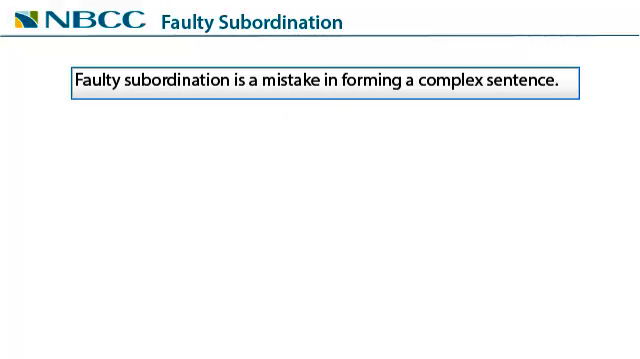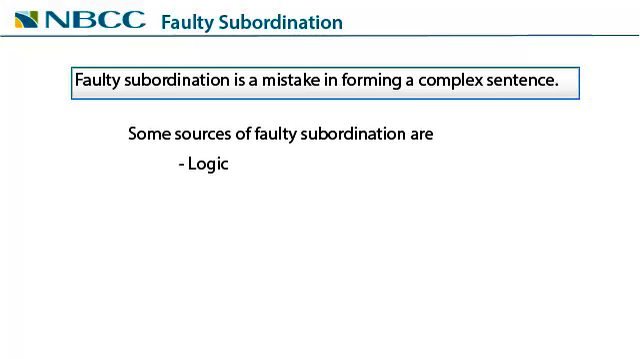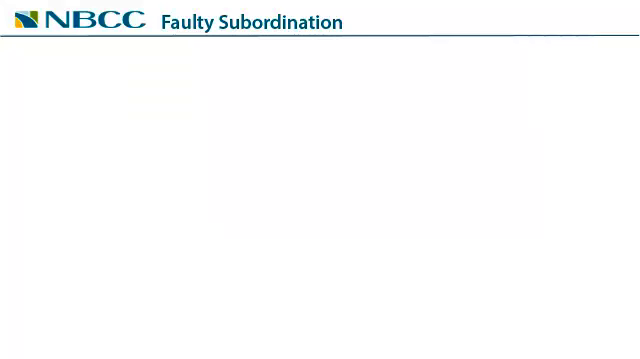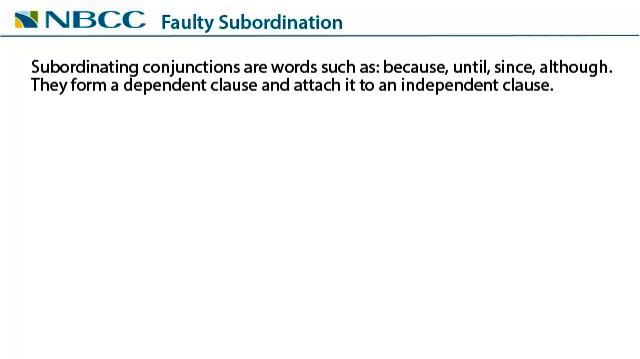Faulty subordination means making a mistake in forming a complex sentence. Some sources of faulty subordination are logic, commas, and restrictive and non-restrictive pronouns. A subordinate clause begins with a subordinating conjunction or a relative pronoun such as because, until, since, although.